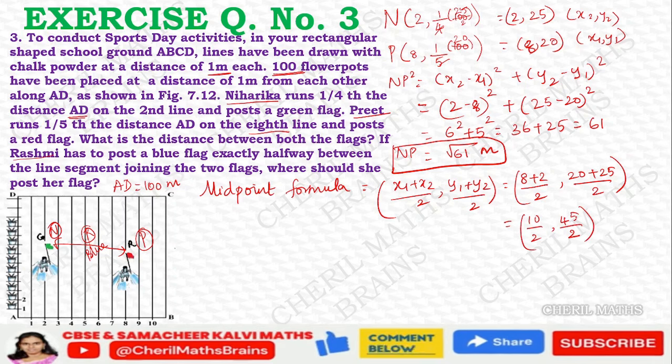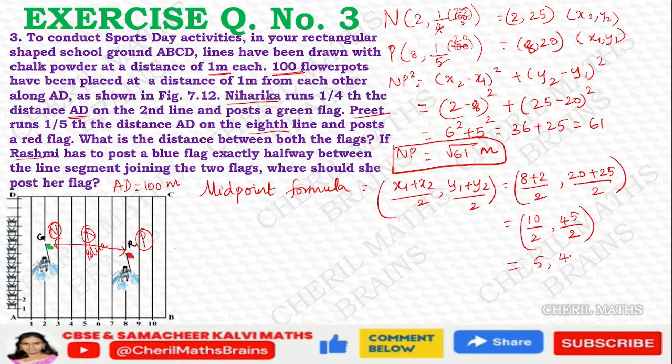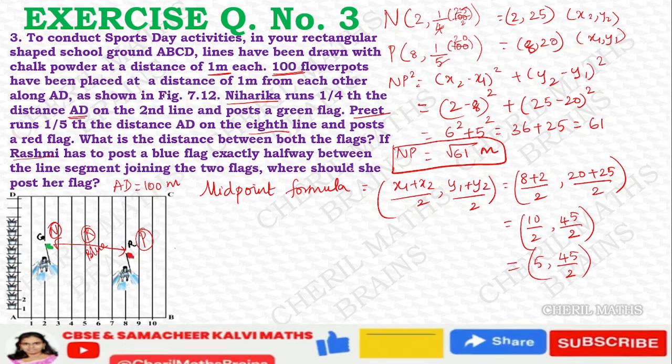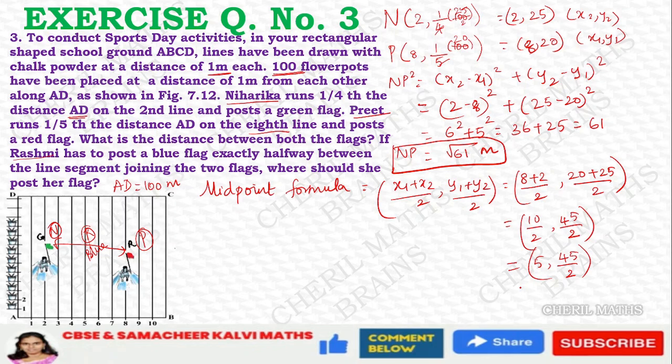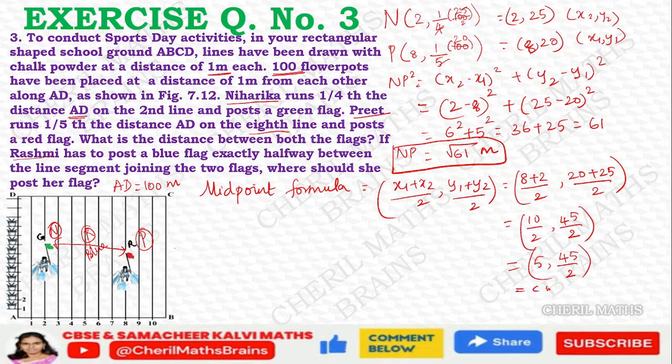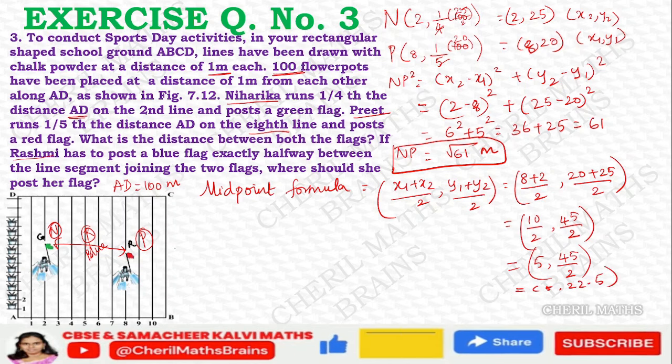So this is 5 comma 45 by 2. So this is where she will actually place her flag. Who? Rashmi. Is it clear, children? So we can reduce this to 5 comma 22.5. Is it clear, children?